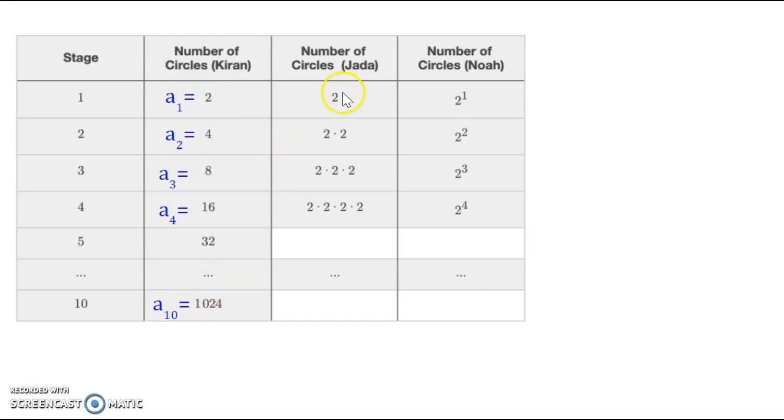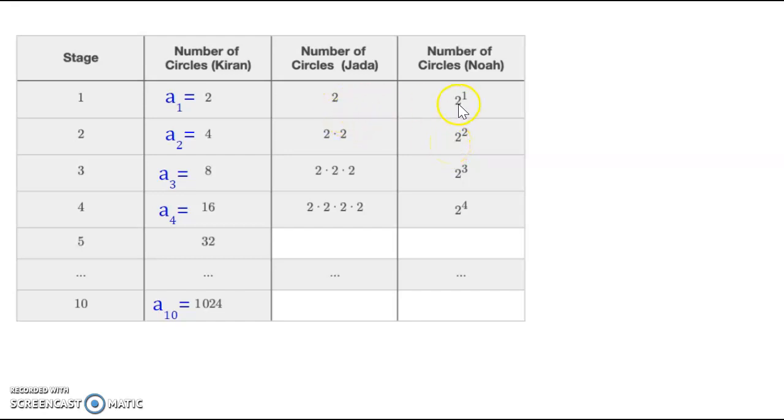Okay, so then when you look at what Jada did, she just multiplied the previous number by 2. So the previous number was 2, and then multiply that by 2. The previous number was 2 times 2, then multiply that by another 2. The previous number was 2 times 2 times 2, right here, and then multiply that by another 2. But what Noah did was summarize what Jada did in a much more efficient exponent notation.